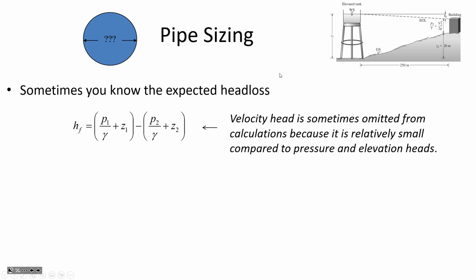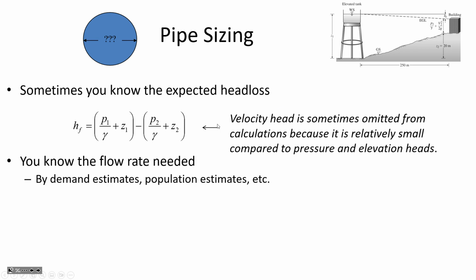Velocity heads are usually a very small component of where the energy is. The energy is most typically tied up as pressure head and elevation head. And so in some calculations it's customary just to eliminate velocity head, especially if at 1 and 2 the velocities are approximately the same. But let's say that you know the flow rate that you're trying to get to this building downstream, and you know how much energy loss is acceptable.